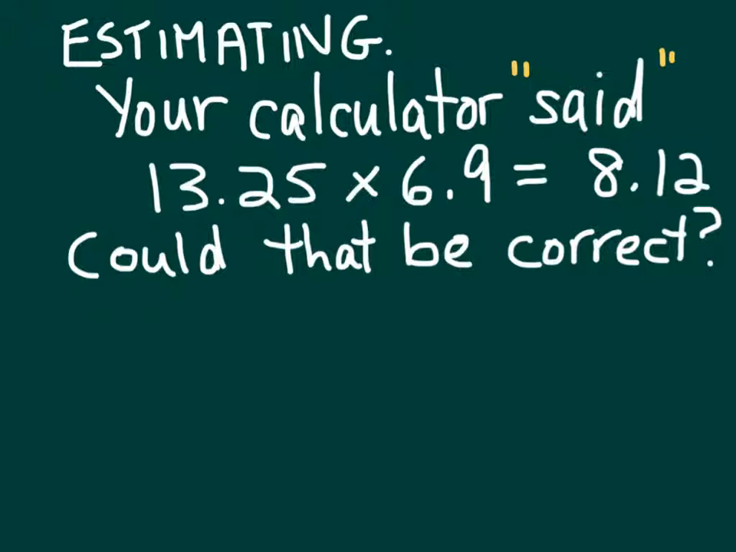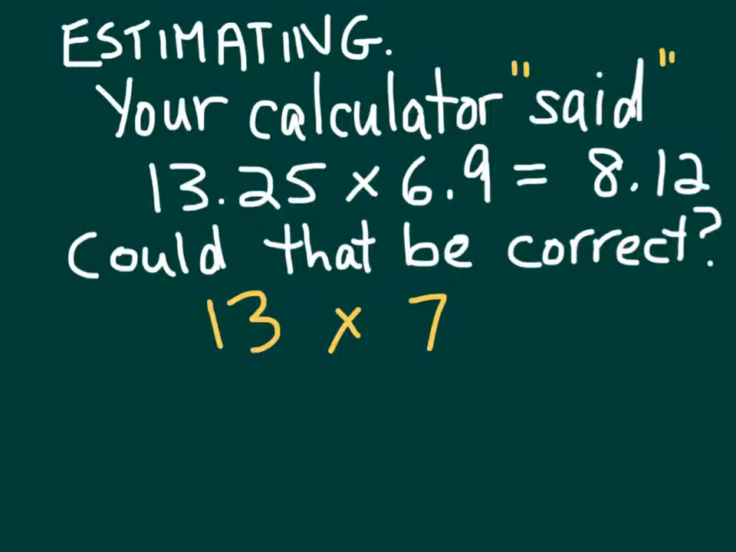So here's where rounding and estimating can help out. When I think about this problem, I think, well, 13.25, if I just round that off to a whole number, 13, all right, because that 0.2 is not big enough to make me round up to 14. And 6.9, if I round that off to a whole number, that would be 6.9 rounds up to 7. We'll just call it 7.